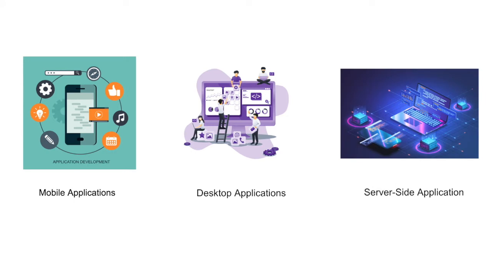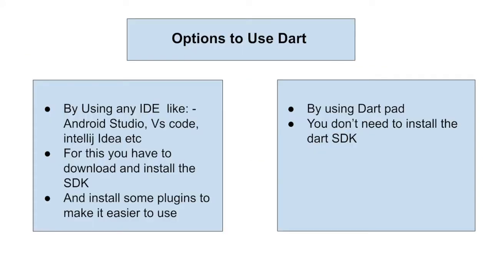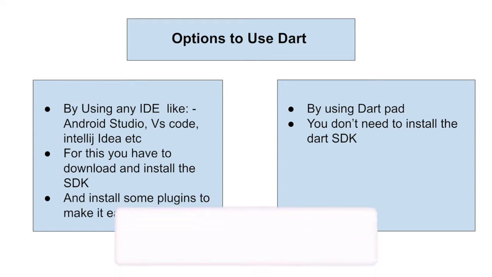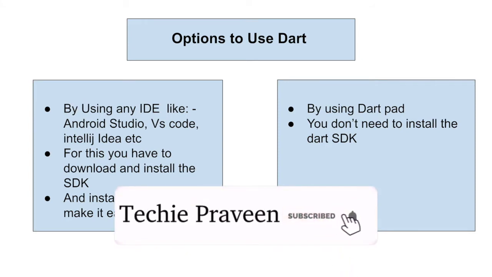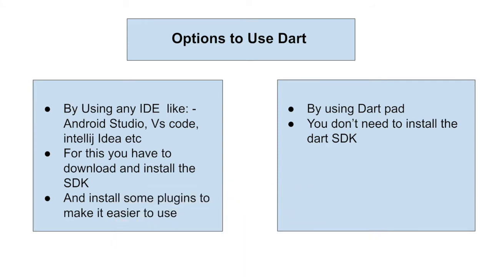For using Dart, we have two different options. First is by using any IDEs, that is, you can use Android Studio, Visual Studio, VS Code, IntelliJ IDE, etc. For using any IDE, you have to download and install the SDK on your machine, and you have to install some plugins to make it easier to use. And we have another very good option, that is by using Dartpad. What is Dartpad? Dartpad is an online interpreter given by Dart itself to code in the Dart language. For this, you don't need to install any SDK on your machine.